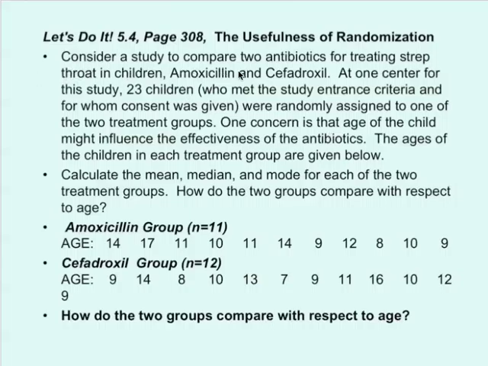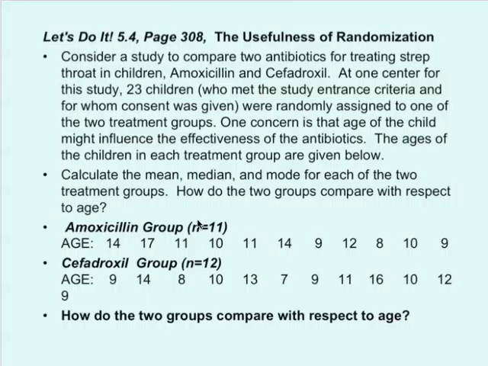Consider a study to compare two antibiotics for treating strep throat in children, amoxicillin and cefadroxil. At one center for this study, 23 children who met the study entrance criteria and whose consent was given were randomly assigned to one of two treatment groups. One concern is that age of the child might influence the effectiveness of the antibiotic. The ages of the children in each treatment group were given below. Calculate the mean, the median, and the mode for each of the two treatment groups. How do the two groups compare with respect to age?